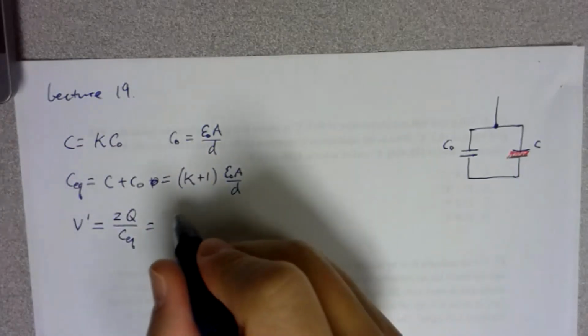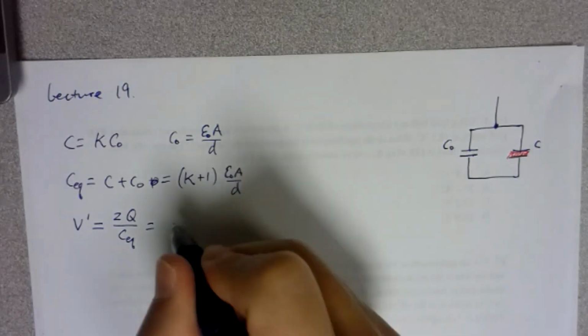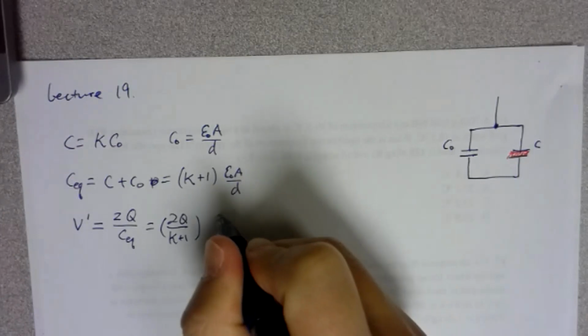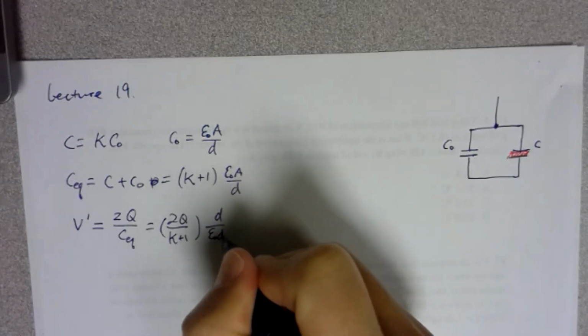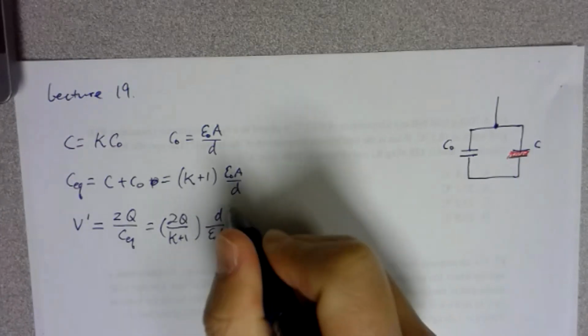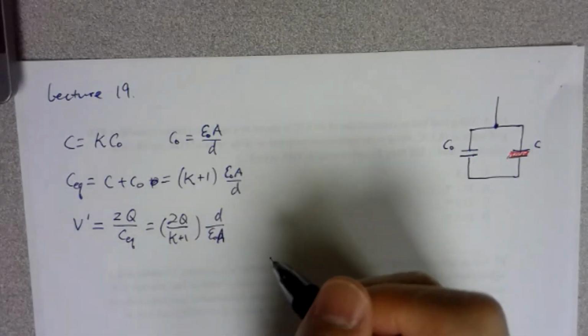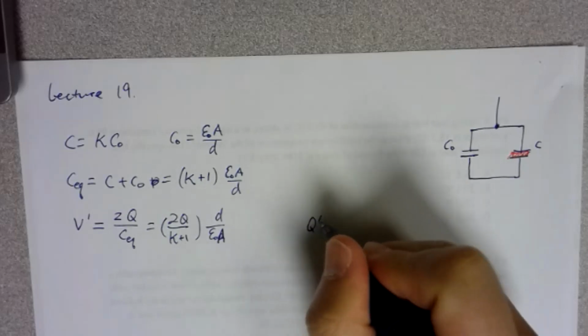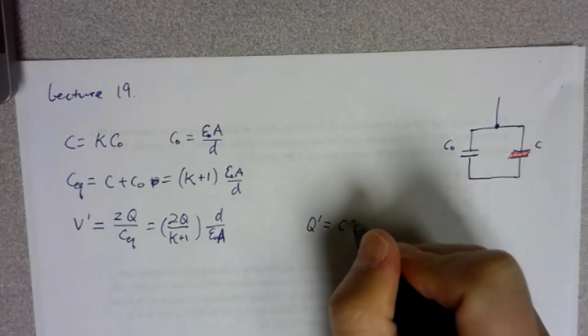So it's going to be 2Q divided by this and then flip that. So 2Q over kappa plus 1, and then you flip this, okay? All right, so you have V prime now. You can calculate Q prime. Q prime will be C times V prime.